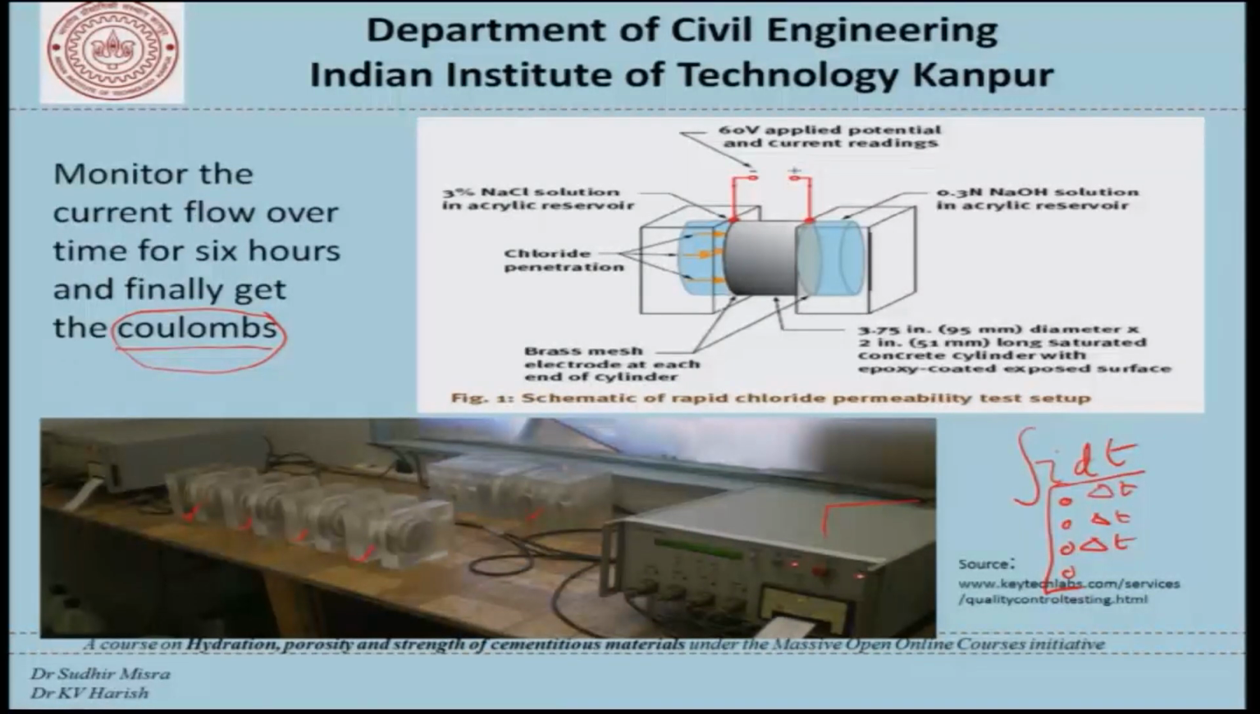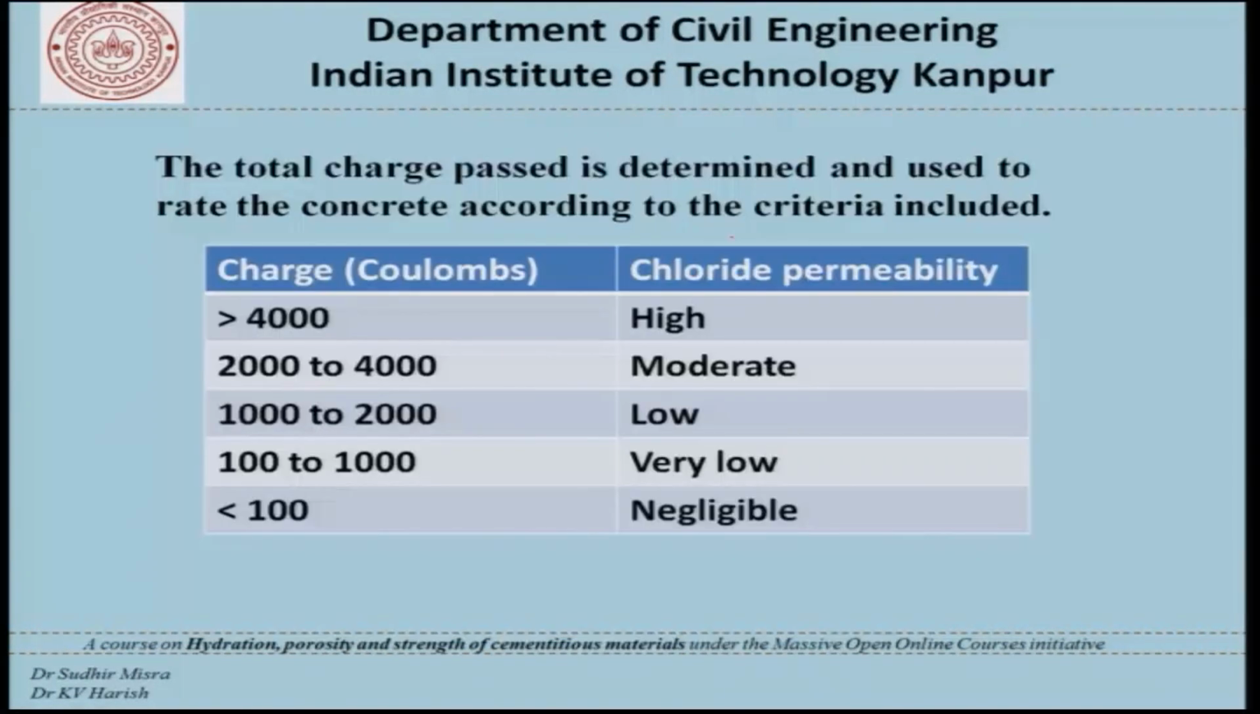So, now what we get at the end of this test is the coulomb value. This coulomb value has been found to be related to the chloride permeability of the concrete that we have tested here. So, now ASTM and AASHTO give us a guideline to comment on or evaluate the chloride permeability depending upon the charge that we pass or the charge that flows through.